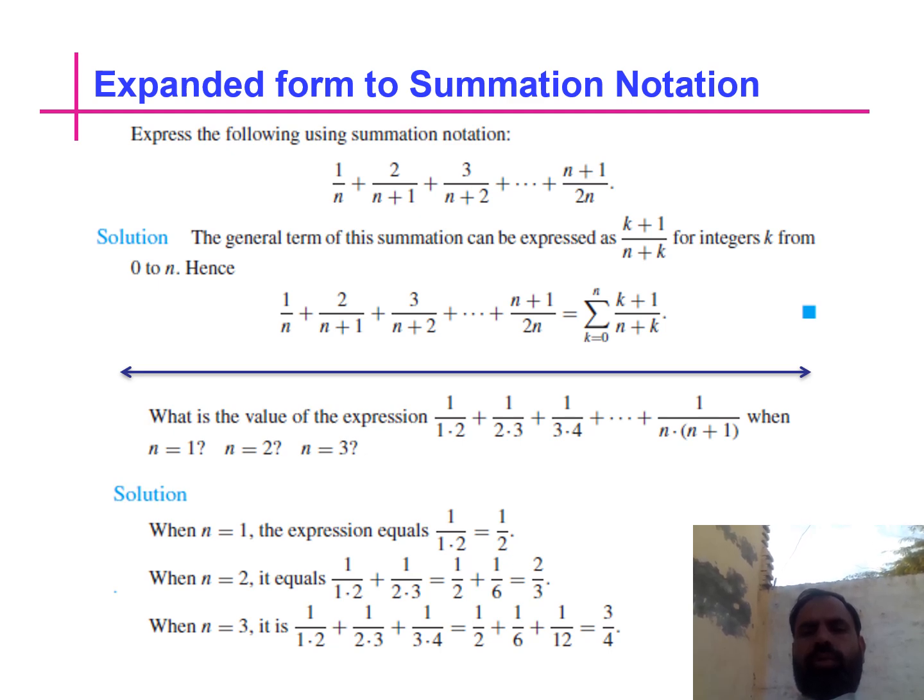When n is equal to 2, we have these two terms, and the sum of these two terms is 2 by 3. And when we put n is equal to 3, it is the sum of three terms, 1 over 1 into 2 plus 1 over 2 into 3 plus 1 over 3 into 4. When we add these three terms, this will become 3 by 4.